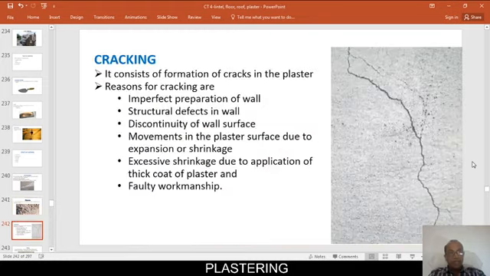Now next is cracking. From the figure it is very evident what cracking is, and it consists of the formation of cracks in the plaster. What are the different reasons for cracking in the plaster? It is a result of imperfect preparation of the wall, or structural defect in the wall, or discontinuity of the wall surfaces, movement of the plaster surface due to expansion or shrinkage, excessive shrinkage due to application of a thick coat of plaster, or it can be due to faulty workmanship.